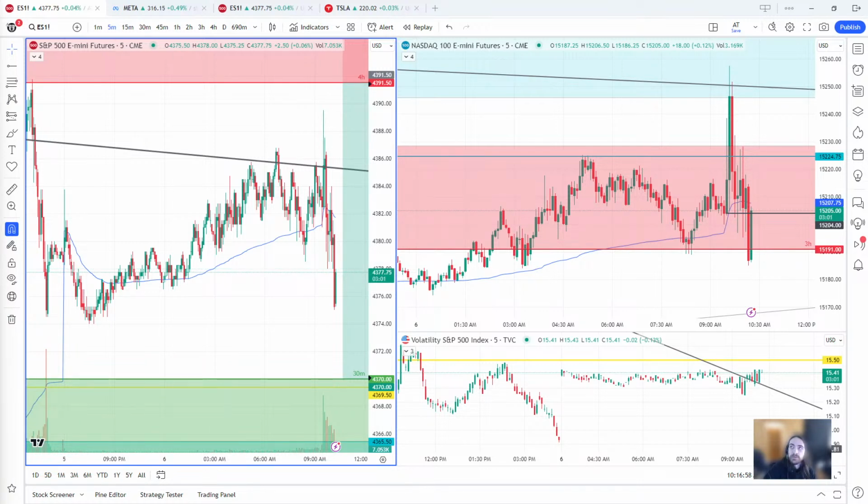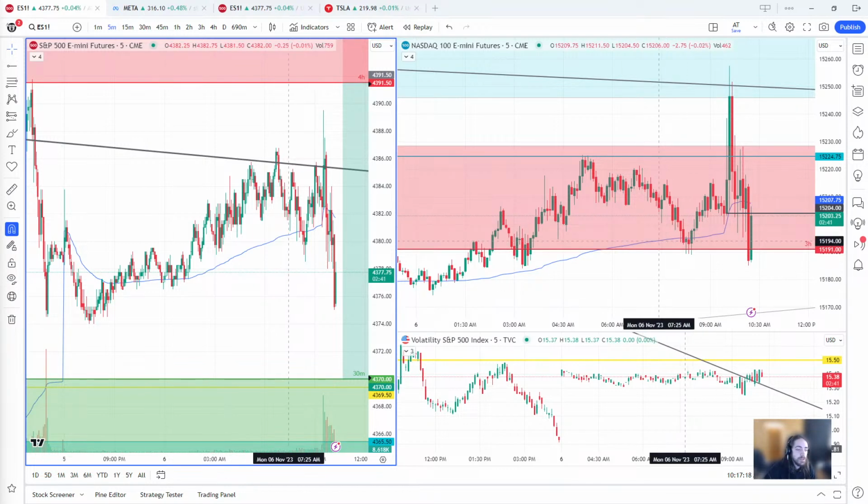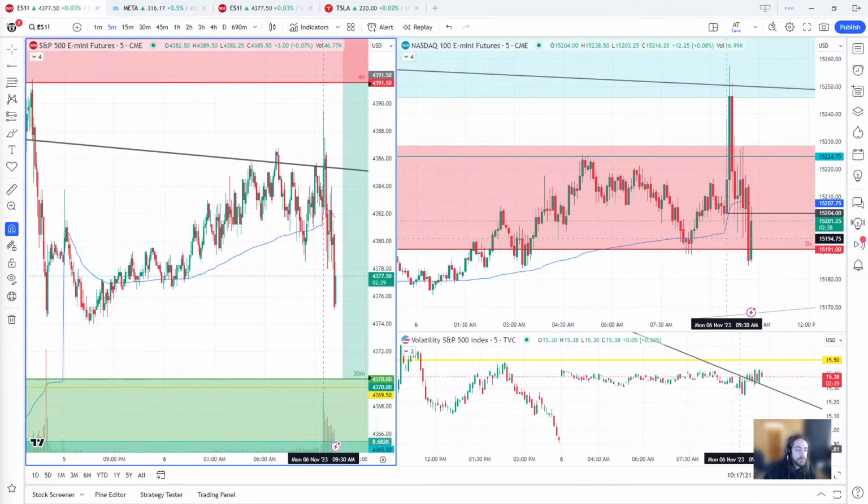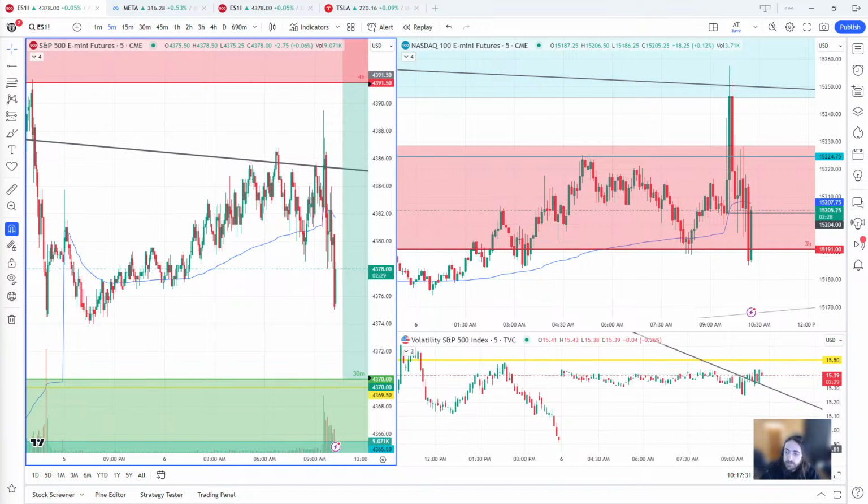Let's see. I'm waiting. It looks like we want to pop again. I don't know. Need one more little push higher. Alright, I'm gonna grab a short there. Tight stop. Entry was not where I wanted it to be.